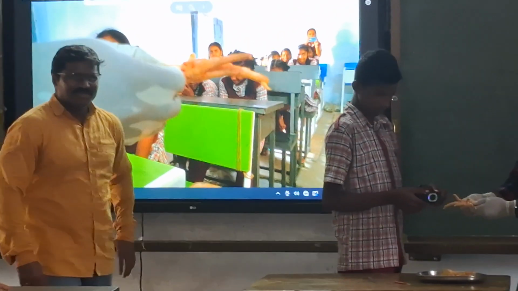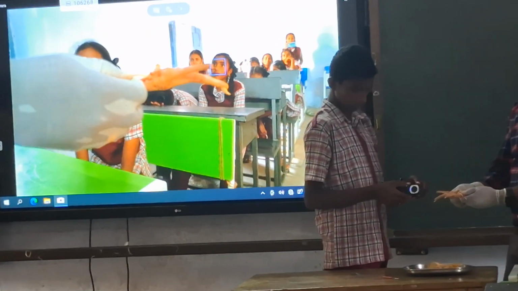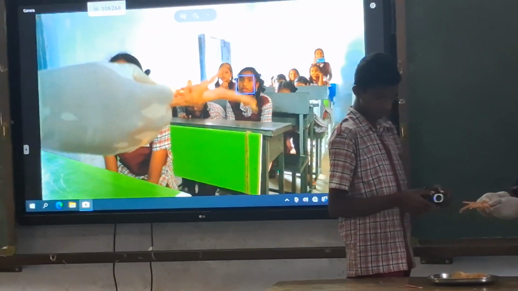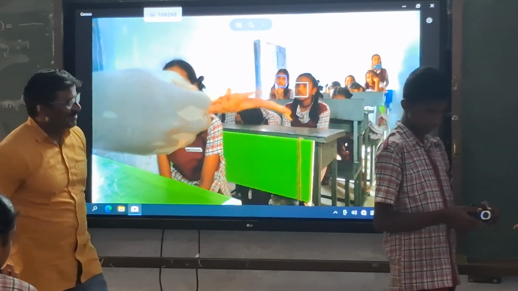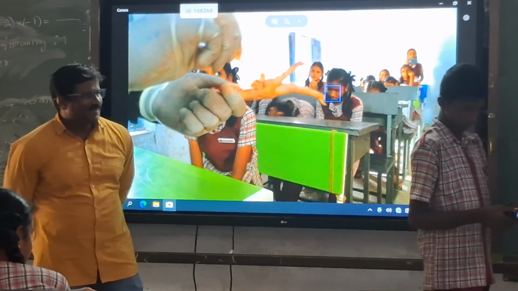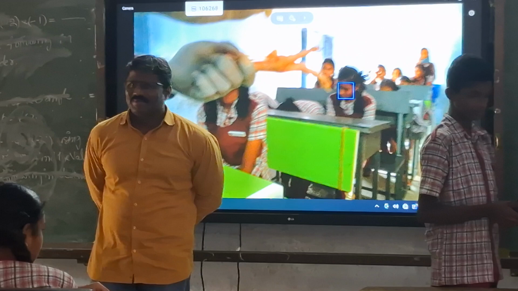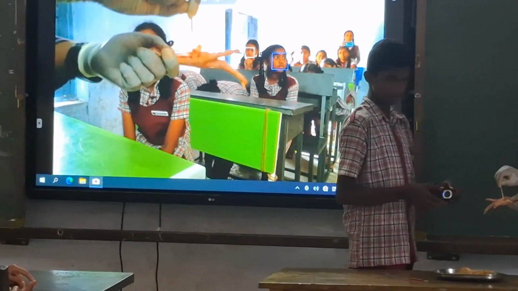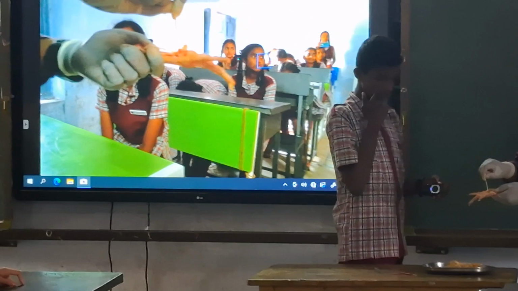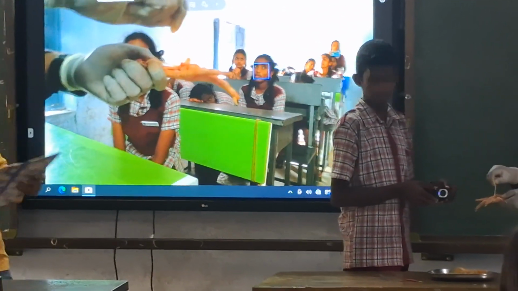So this is a bunch of tendons. With the help of this bunch of tendons, it can move individual fingers. So we can see tendons as thread-like structures. White thread-like structures are tendons. Tendons connect the muscles with the bones.